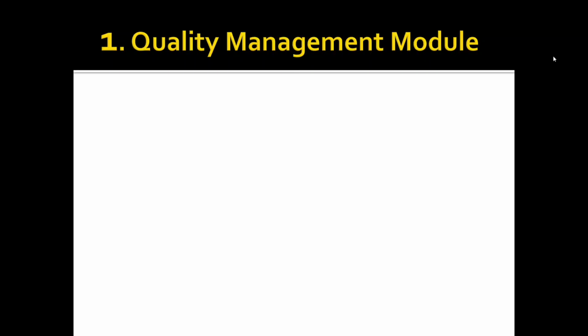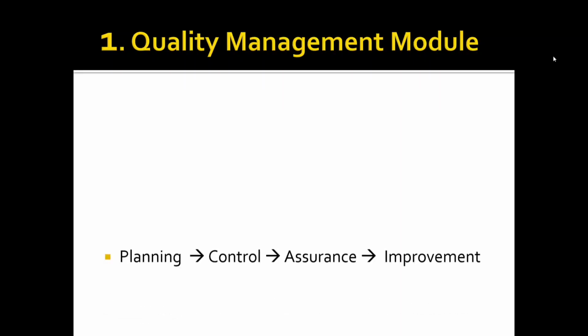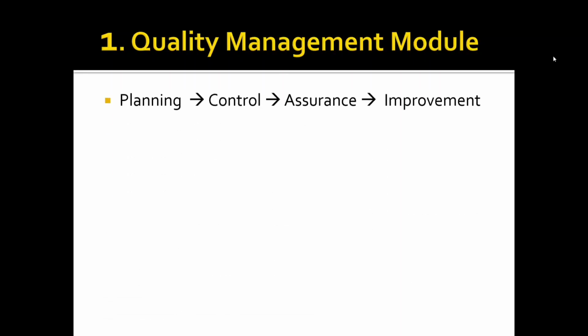seventh, quality management module. Guys, in short, if I need to say, first we will plan, then for the plan we will control, and we will assure that our plan is going in the right manner, and if it's not going in the right manner, we will improve it. This is in a very small form.